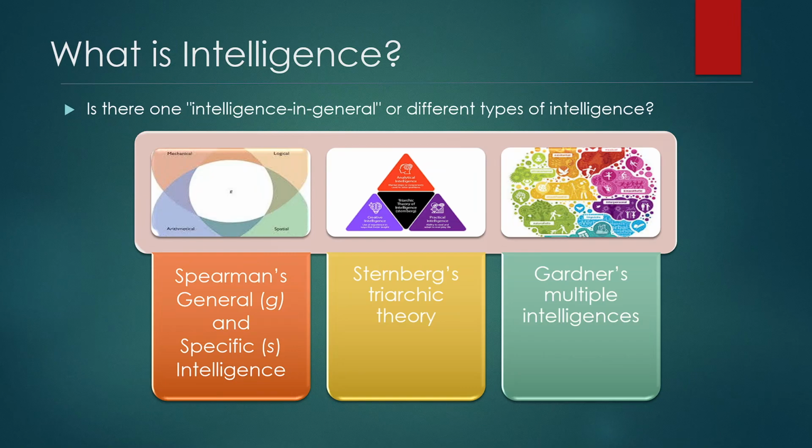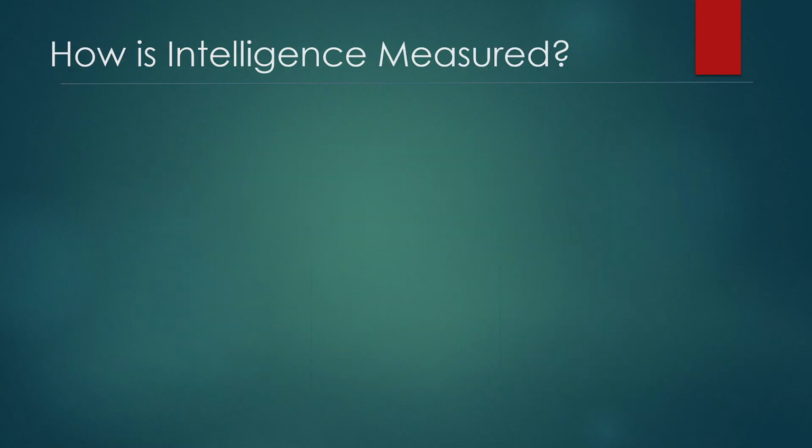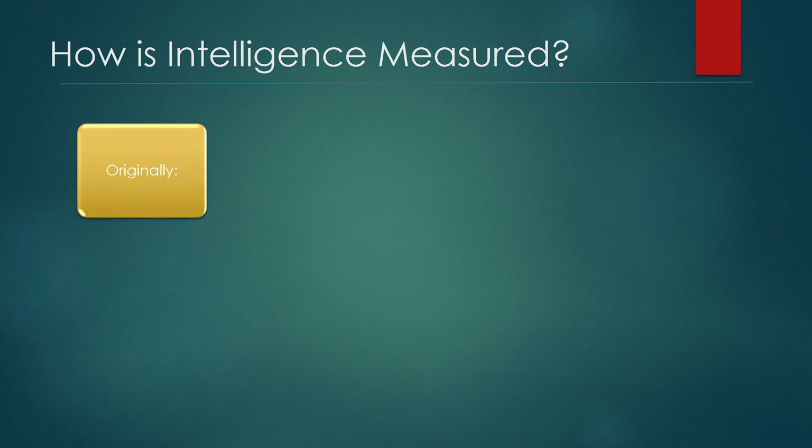There's actually a researcher called Guilford who thinks there are 120 specific different kinds of intelligence. So is it one, or are there different types? I don't know. Okay, now this one I do know. How is intelligence measured? Okay, now this I know.